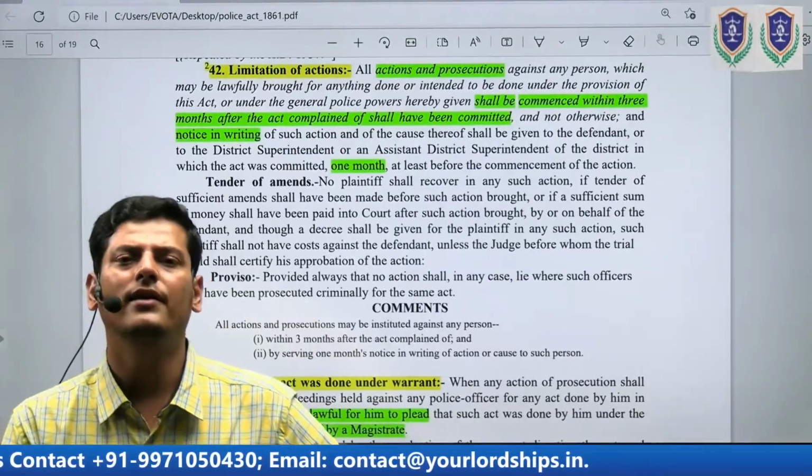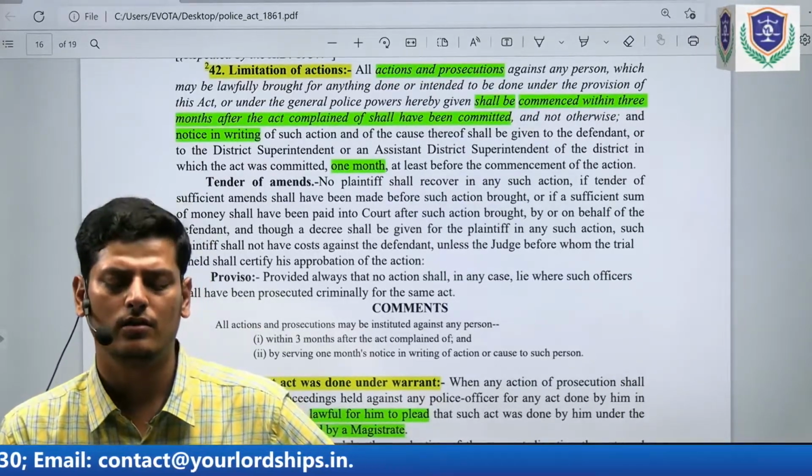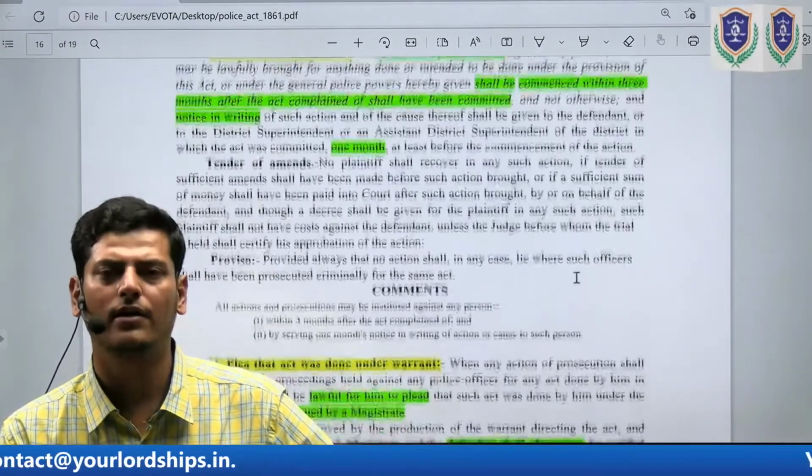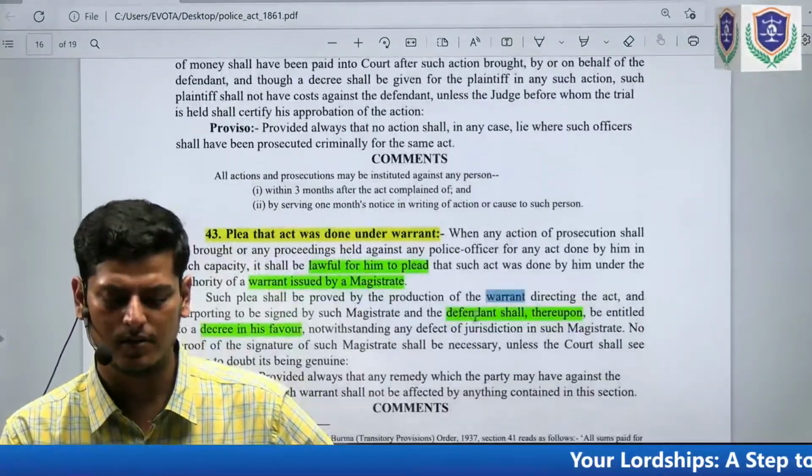और एक्ट कंप्लेंट है, उसके 3 महीने के पहले एक्शन शुरू हो जाना चाहिए. So this limit is generally provided under section 42. Okay, tender of amends है ये सब.